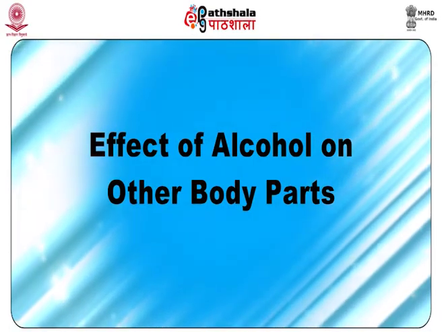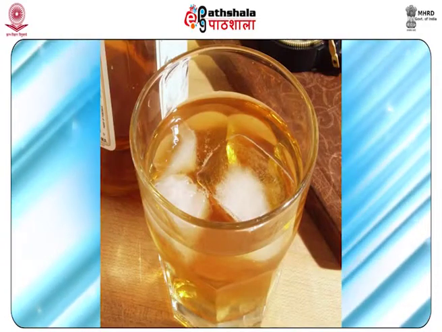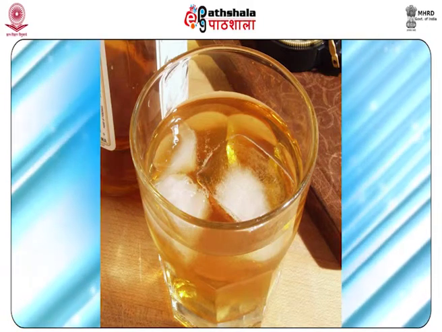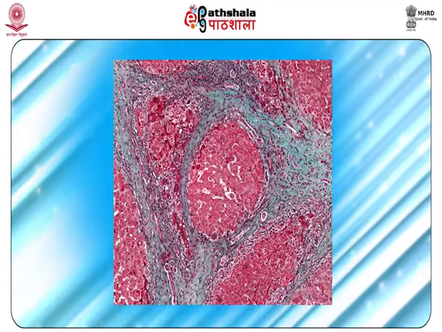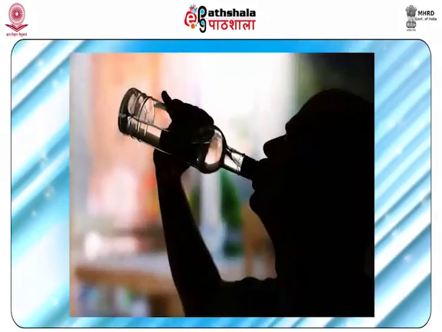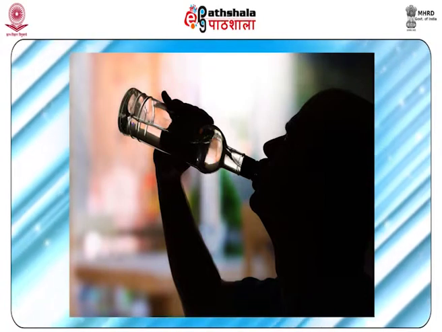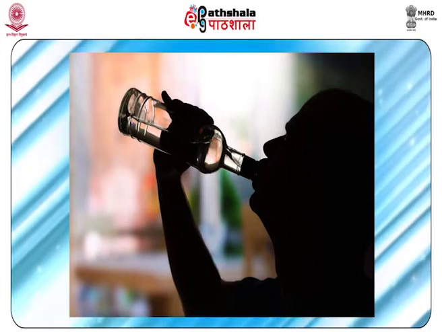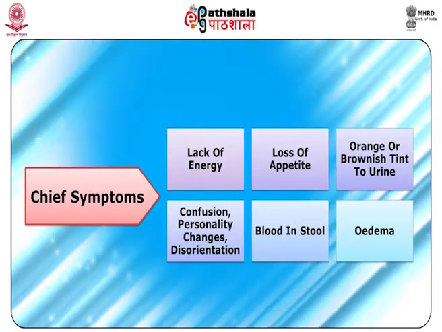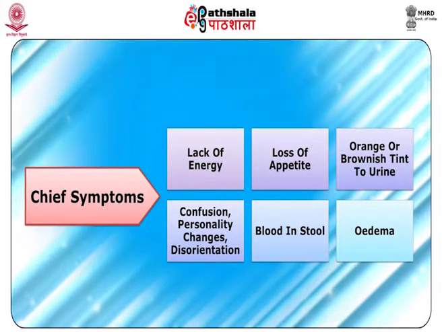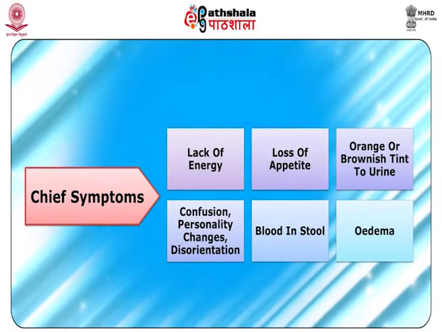Next, moving on to the effect of alcohol on other body parts. In addition to the brain, alcohol also affects other parts and organs of the body in the following ways. First is the liver. Alcohol damages the lining of the liver, which is known as alcoholic cirrhosis. The severity of the symptoms varies in accordance with the stage of the illness. In the initial stages, there may not be any symptom. The chief symptoms are lack of energy, loss of appetite, an orange or brownish tint to the urine, confusion, personality changes, disorientation, blood in stool, and edema.